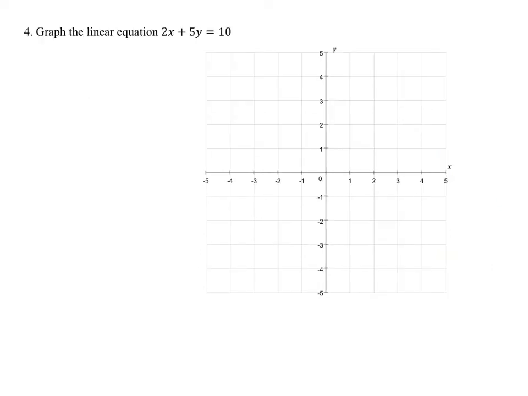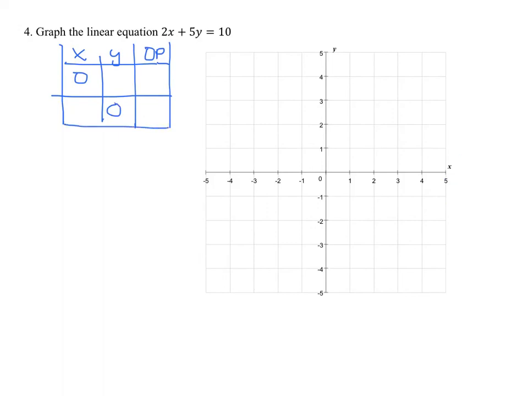And the last equation we're going to graph is 2x plus 5y equals 10. On this one, you are not given any random values in a table. We're going to make it up ourselves. Okay, so let's pick a value for x. Let's do 0 for x. We'll put in 0 for y. And those are the only 2 points we're going to graph in this one.